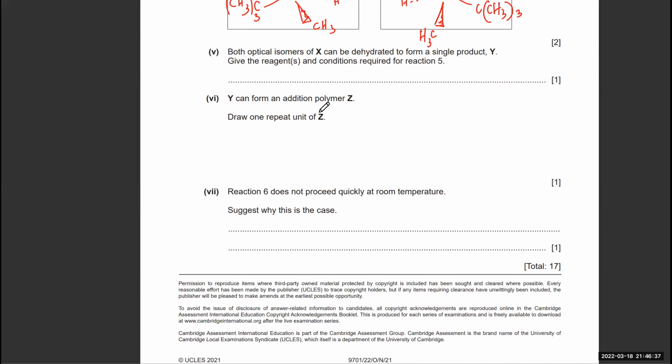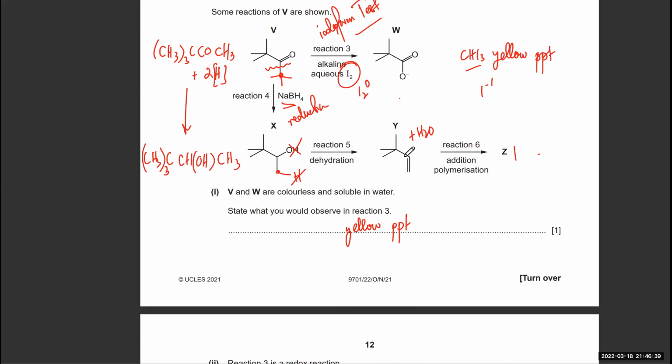Draw one repeat unit of the polymer. So I'm going to do the polymer over here. It's a double bond. Make sure you don't draw anything on the right and left side of the double bond. So you've got a double bond, and there's a carbon chain on this side. I'm going to make the carbon chain point in this direction, and it's going to have three CH3 groups. And the rest would be H atoms. This one would have H, H, and H.